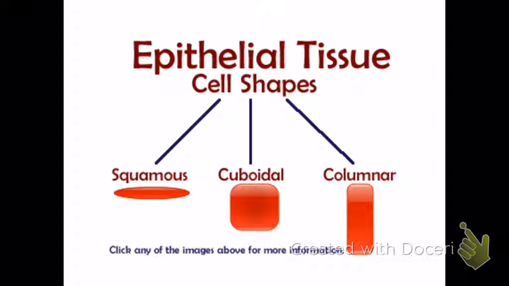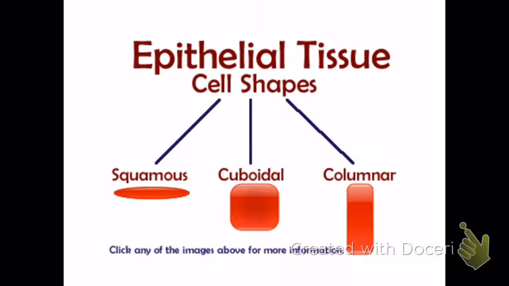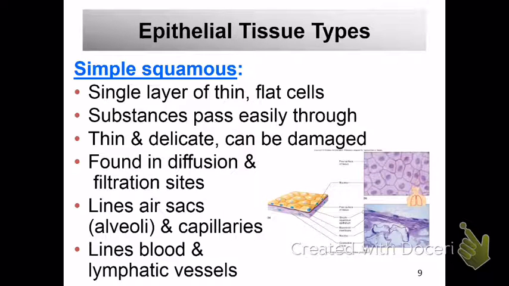Okay, so if you look back a slide, there's going to be simple squamous and simple cuboidal, and stratified squamous and stratified cuboidal. So just look at the word and you'll know the shape and structure already. Okay, so the first one we're going to talk about is simple squamous. Simple, think about it. One layer, thin. So it's not very thick. It's going to be thin.